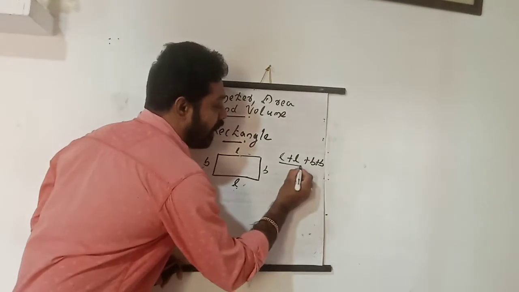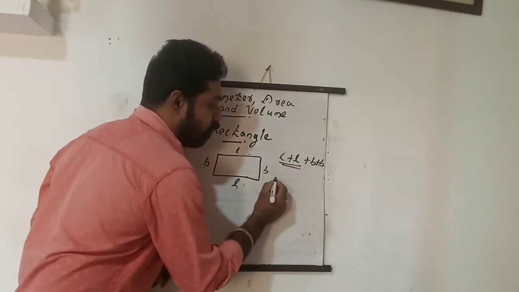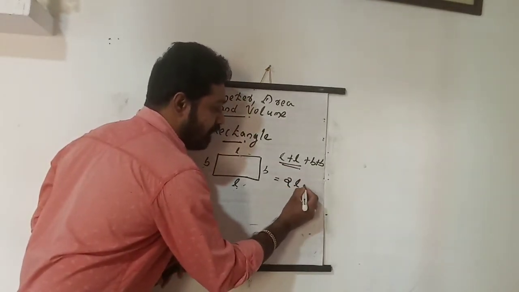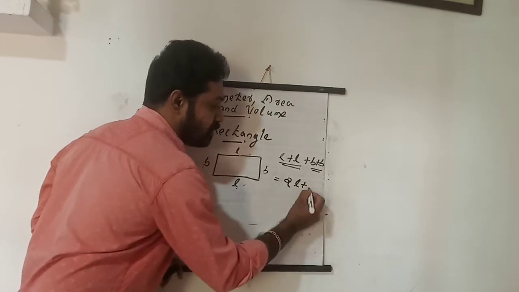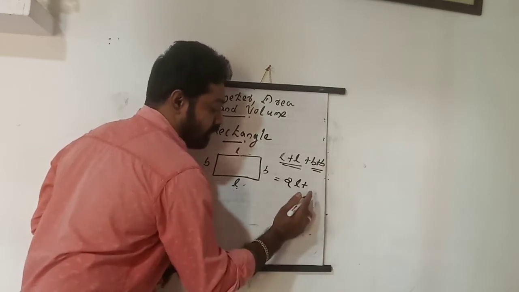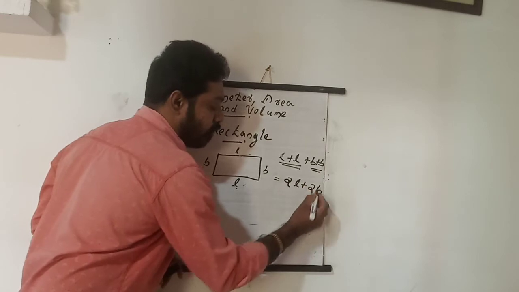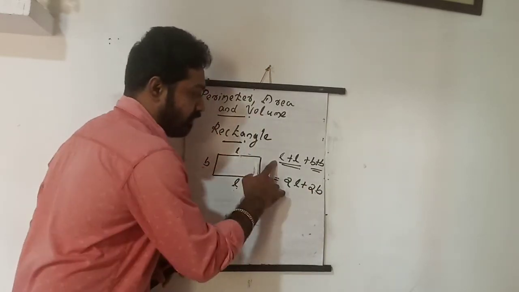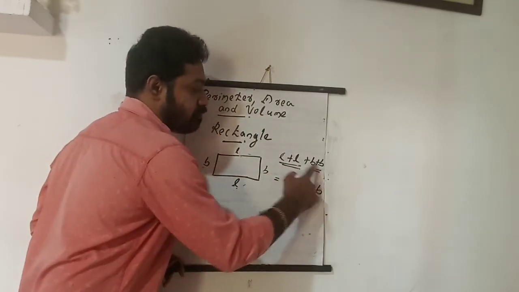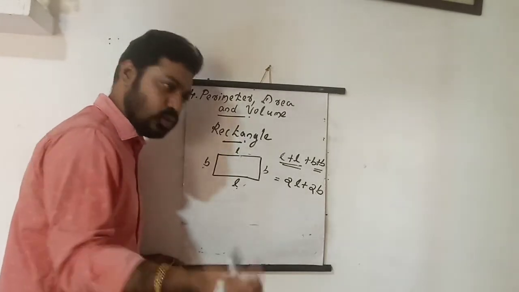So I need to add how many L's? L plus L. How many L is there? 2L. Plus how many B's? The first B plus the second B, that means 2B. How many B's are there? 2 B's. L plus L is 2L. B plus B is 2B.